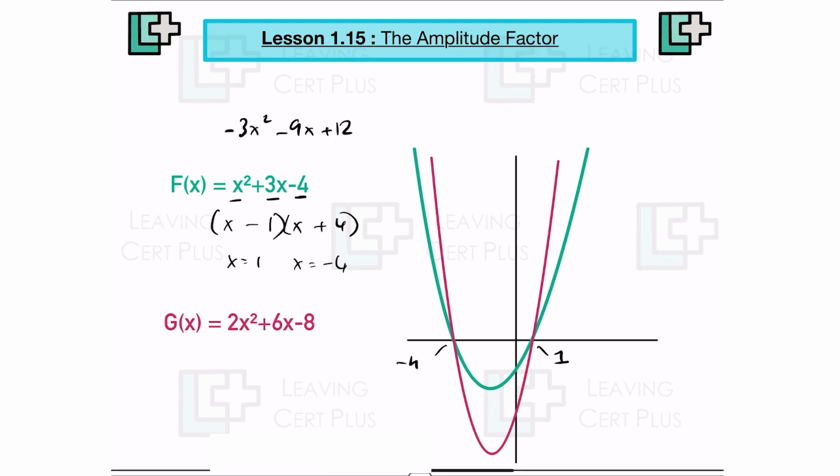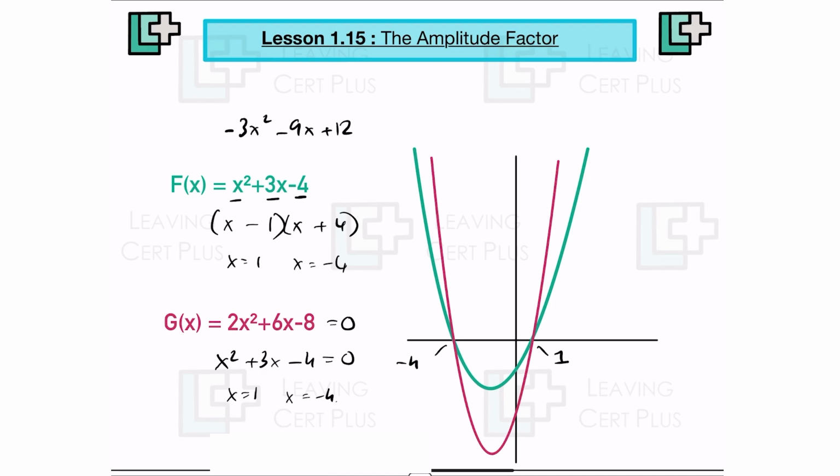But what we want to notice about the amplitude factor, when you look at the difference between f of x and g of x represented on the graph, you can see the roots stay the same. So if we factorize what we had here, if you're looking for the roots, you're going to put that equal to 0. And putting that equal to 0, you can just divide across by 2 to find x squared plus 3x minus 4 is equal to 0, and you end up back here. So you're going to find that the roots are equal to 1 and minus 4.